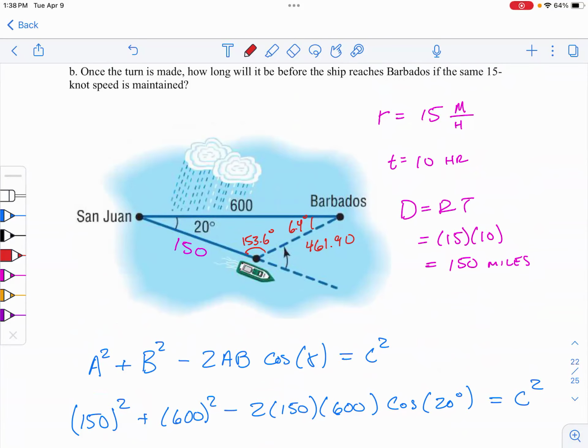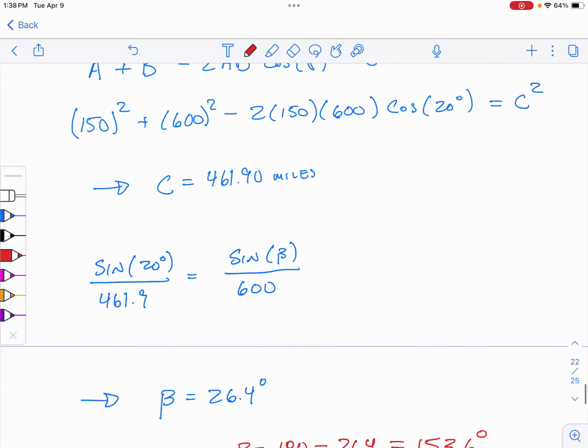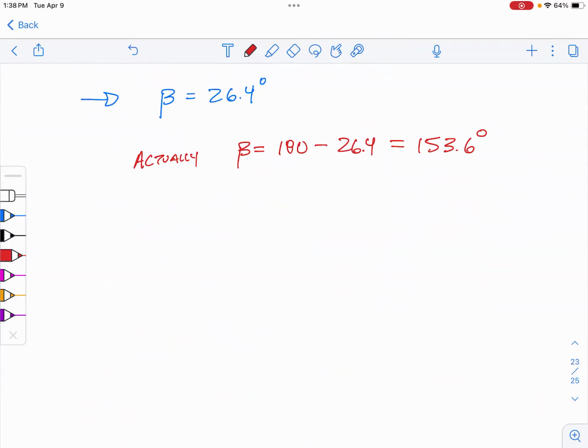My point is there's two ways to go about that. You can identify and do 180 off of it, or you can just stop and do the other law of sines, whichever one you prefer. So hence, we would turn 26.4 degrees toward Barbados.